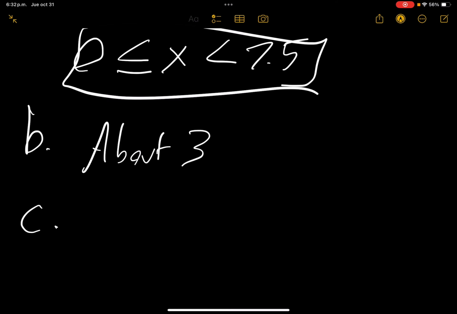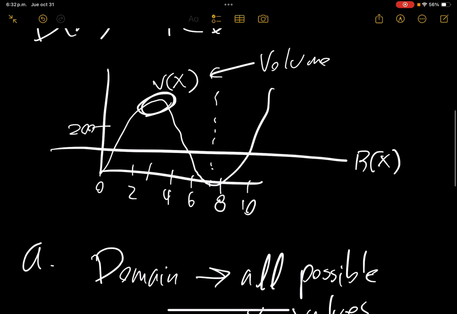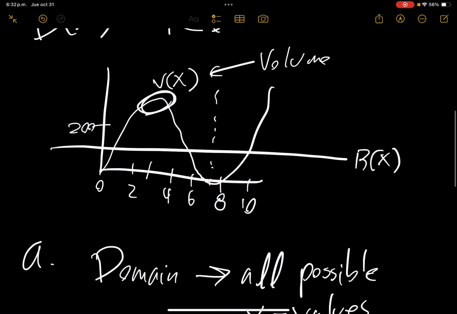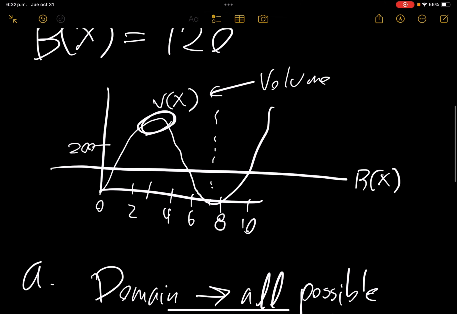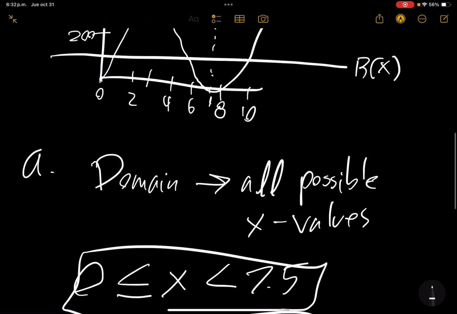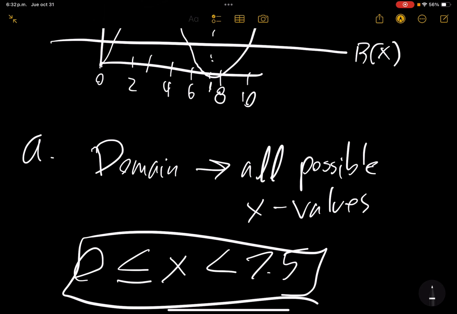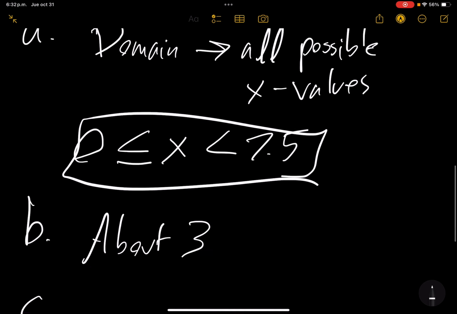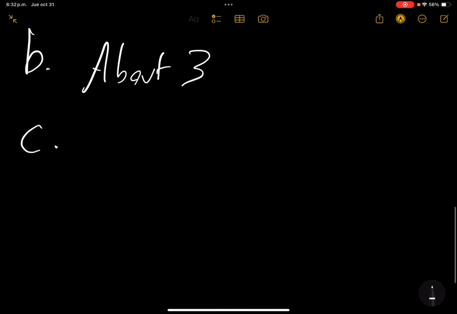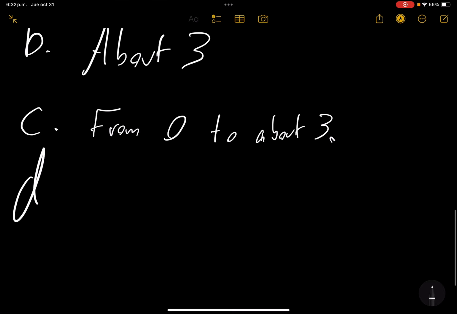Part C, for which values of x is the volume of the box increasing? So what does increasing mean? Increasing means going up. So let's look at it. It's increasing from 0 to 3. You could also say it's increasing over here from about 7 to whatever, but that it's talking about the volume of the box, not just the equation. So we say from 0 to about 3. That's all you need. Just show me that you know that concept.